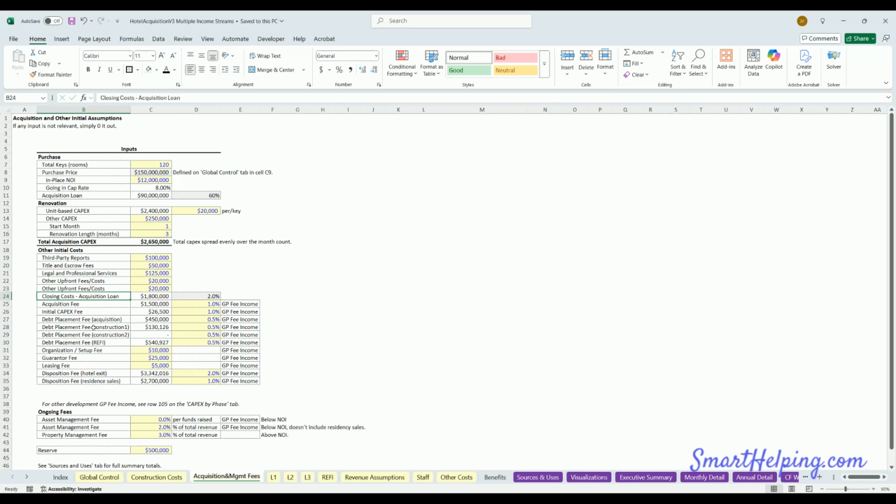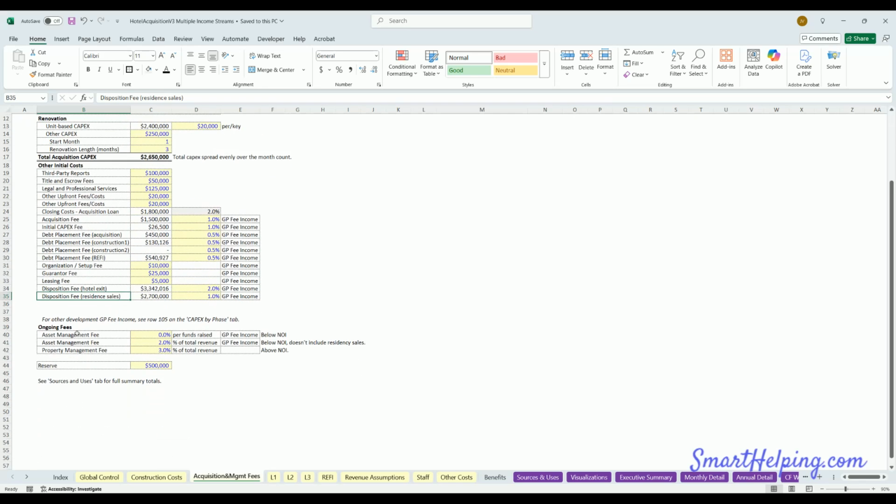Closing costs on your acquisition loan. And then we have a bunch of GP fees: acquisition fee, CapEx fee, debt placement fee for all the different loans, for the refi, organizational setup fee, guarantor fee, leasing, and fees on exit of the sales, and other management fees. We've got 2 asset management fee options. You could use one or both or none. This is just based on a percentage of the total funds raised over time.